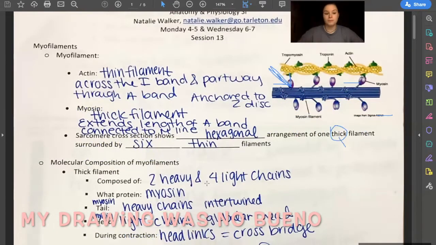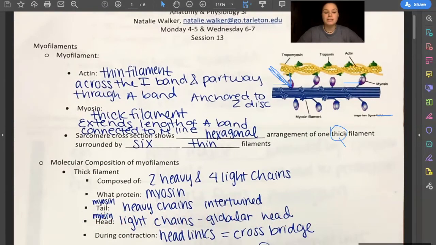We'll talk about that. Right, so then they have a myosin head and a myosin tail. So the myosin tails are the heavy chains, right? They're intertwined. So these are the myosin tails, right? The globular piece is the myosin head.